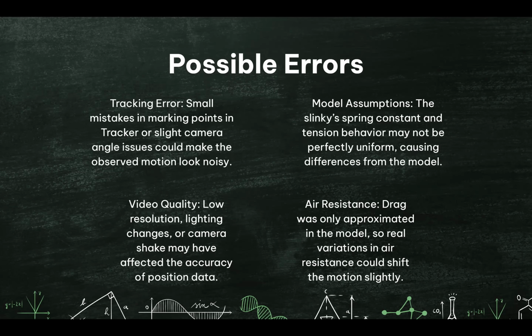And we have the model assumptions. The slinky's spring constant and tension behavior may not be perfectly uniform, causing differences from the model. Then you have air resistance, where drag was only approximated in the model, so we could not really account for the actual variations in air resistance that could slightly shift the motion.